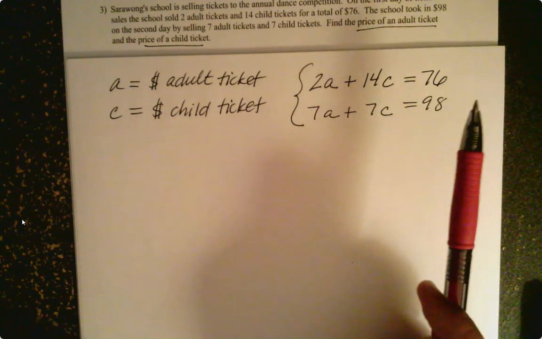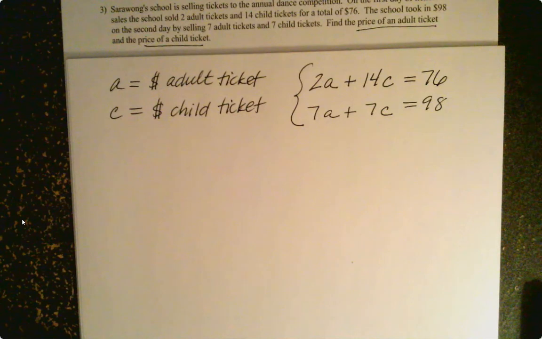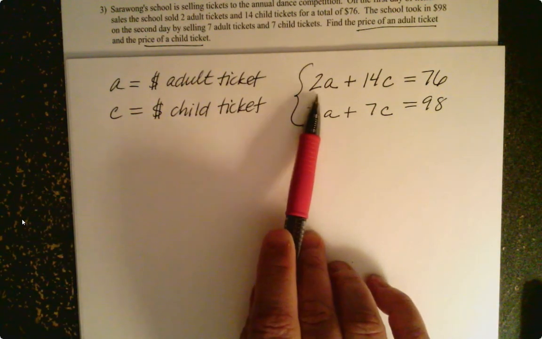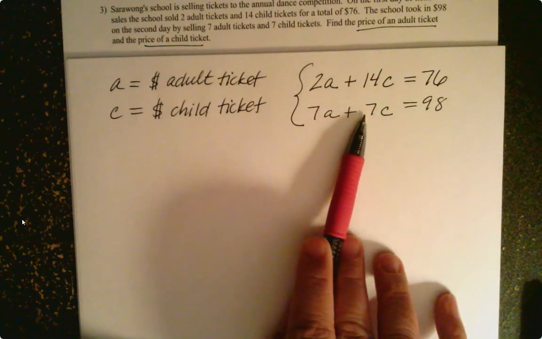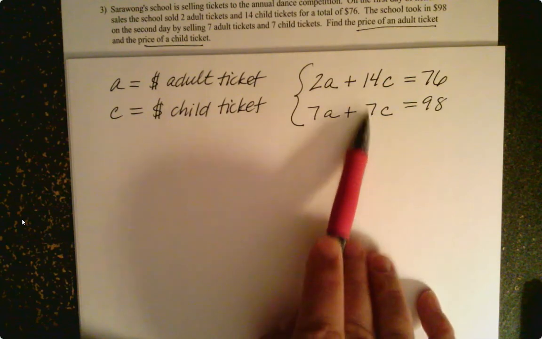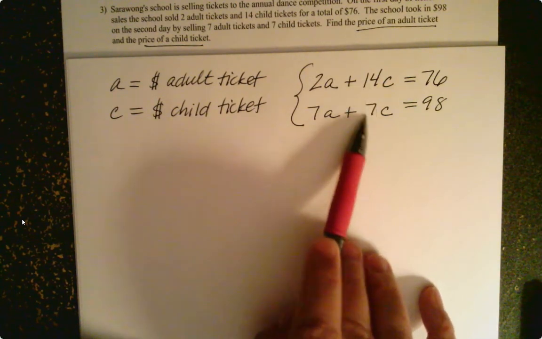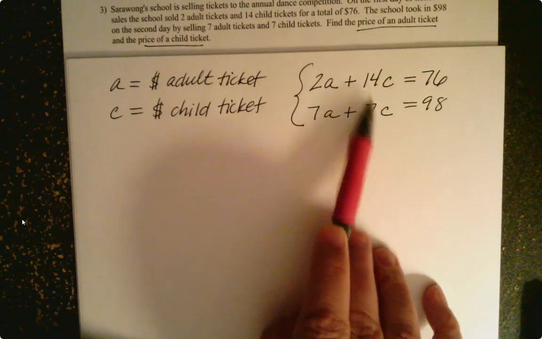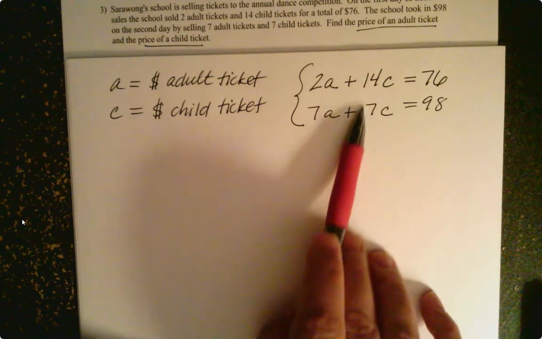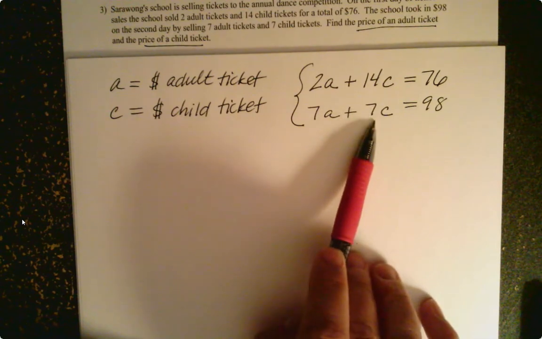It's just that we tend to be attracted to places where the variable does not have a coefficient other than 1. When I look at this, I think about this being 7 and this being 14. And I think, well, if this were negative 14, then these would cancel when I add. So that's elimination. So if I can make this negative 14, I will. And how do I make that negative 14?